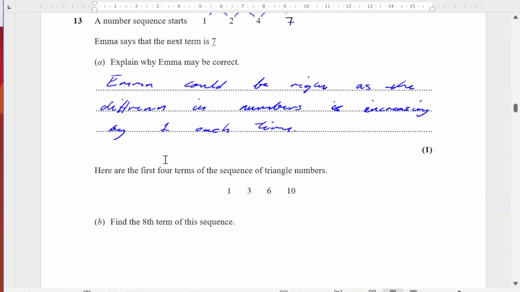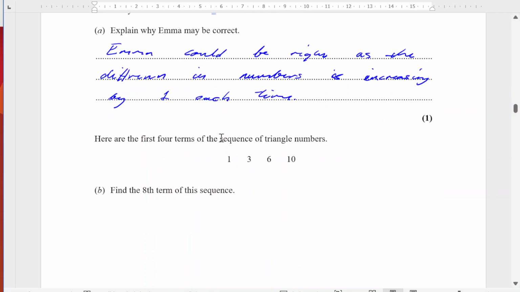Okay, second part. Here is the first 4 terms of the sequence of triangle numbers. Write down the 8th number of this sequence. So we've got kind of a choice of 2 ways of looking at this question. We could look at increasing them each time. It's probably going to be most straightforward to list them. We could attempt to try and find a formula.